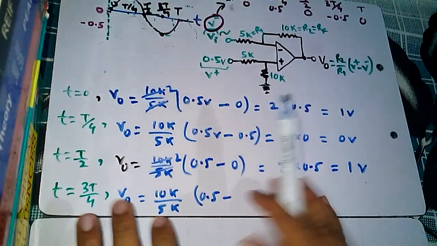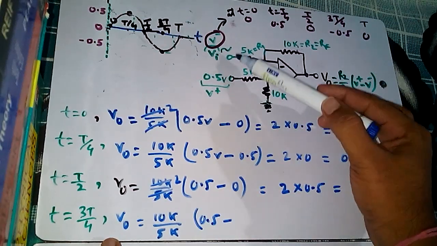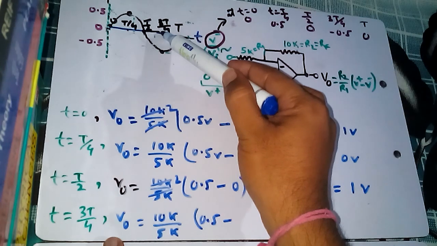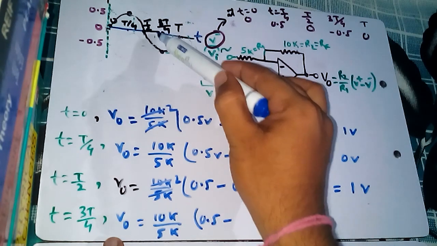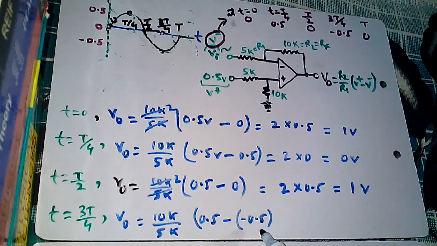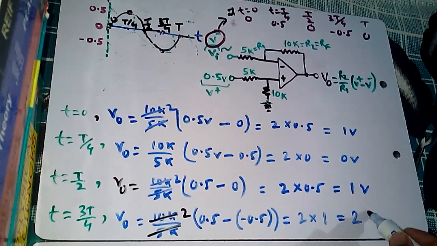So what is the V minus at 3T by 4? We see at 3T by 4, the V minus, that means this voltage, is minus 0.5. That means at 3T by 4, at this instance, the voltage is negative 0.5. So it is negative 0.5. That means it is 2 times, minus minus plus, 0.5, 0.5, 1, so 2 volt.